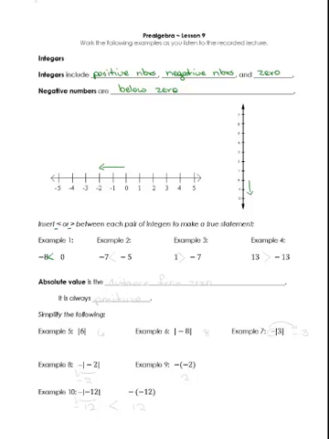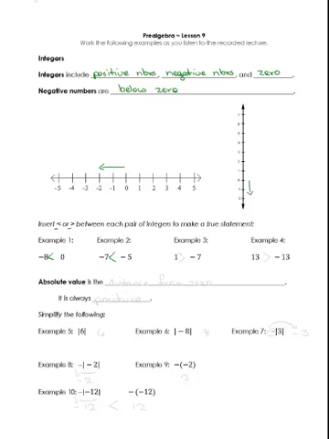Example 2, I have -7 and -5. Well, when you're dealing with two negative numbers, it seems a little backwards. -7 seems like it should be bigger, and it would be bigger if it was a +7 and a +5. But in this case, the larger the negative seems to be, the smaller the number gets. In other words, the further to the left you go, the smaller your number is getting. And -7 is further left than -5.